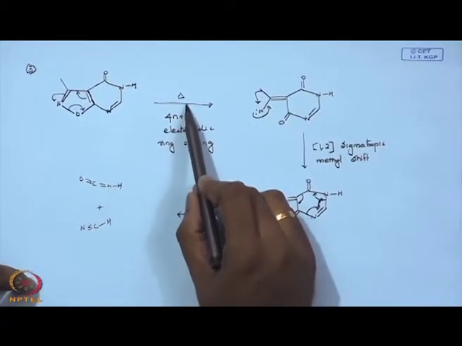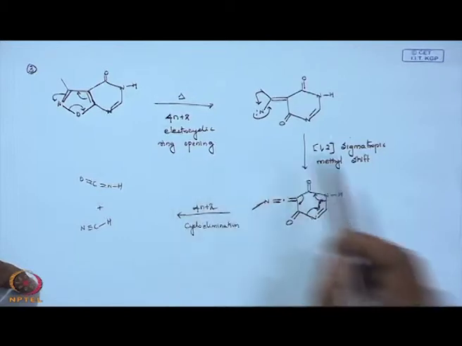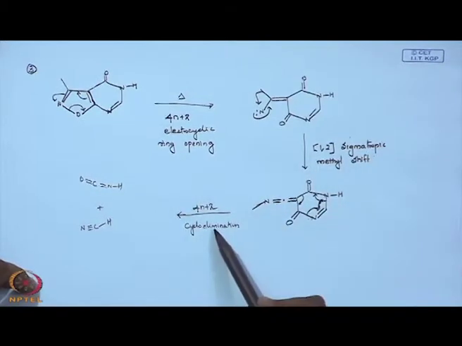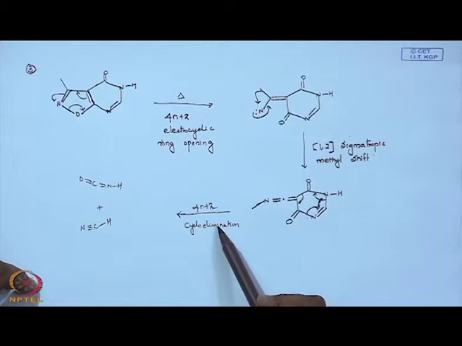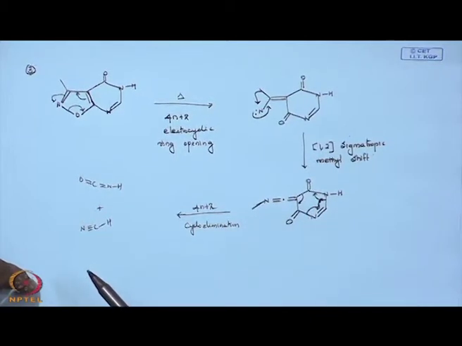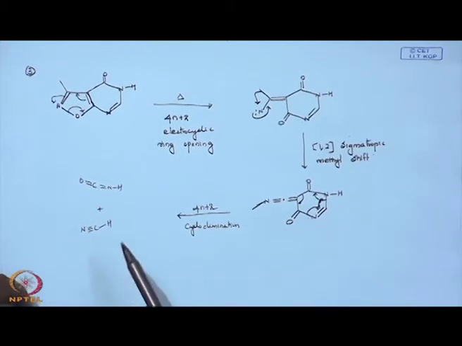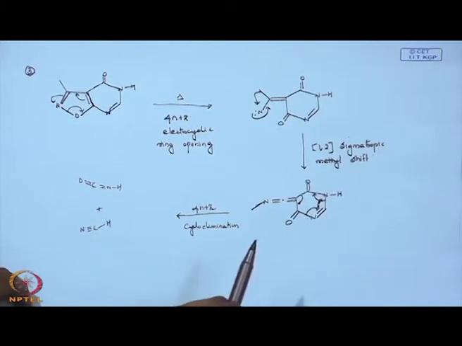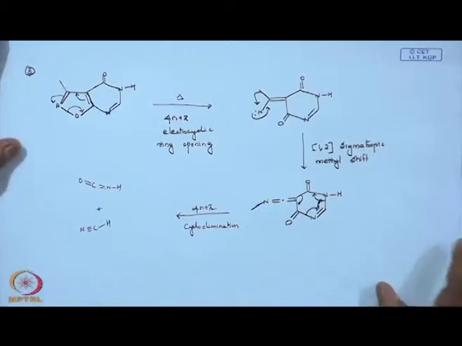So first on heating you get an electrocyclic ring opening, then you get a 1,2 sigmatropic shift, then you have a 4n+2 cyclo-elimination. Fine. Any doubt with this? Okay.